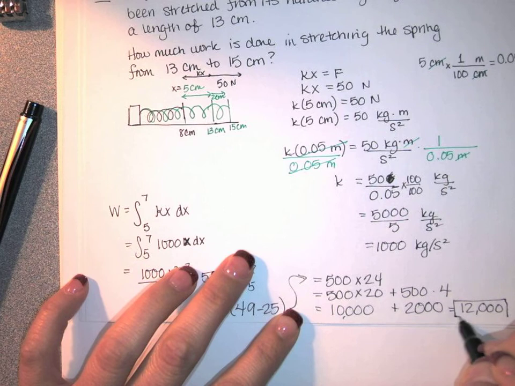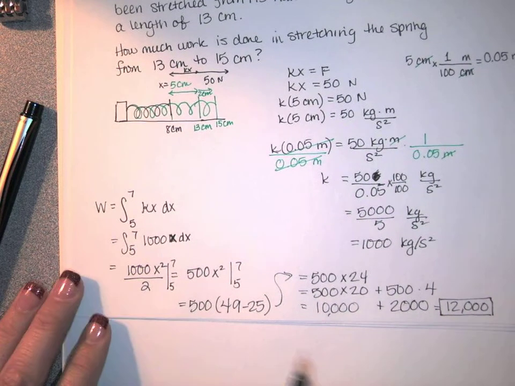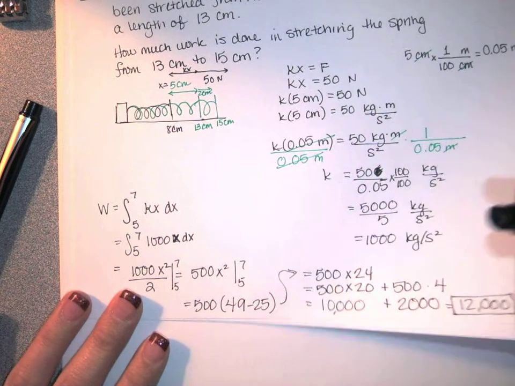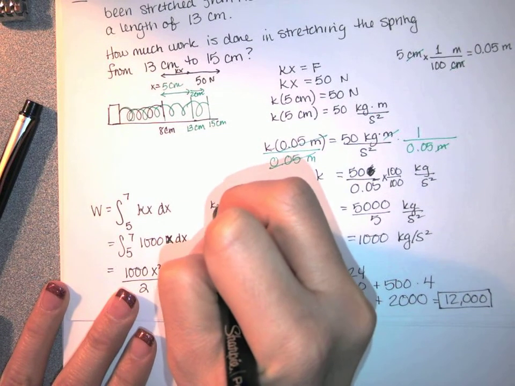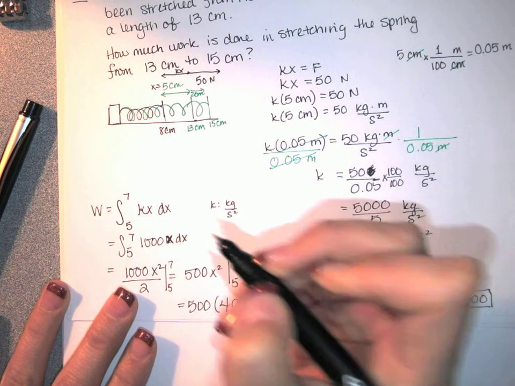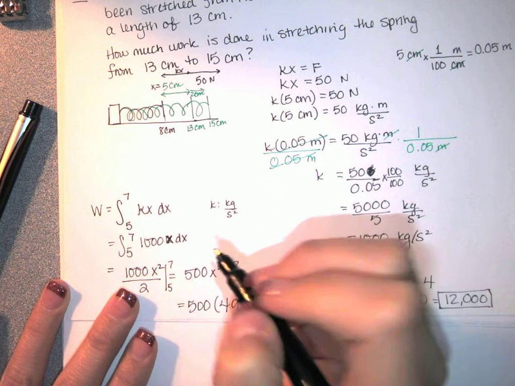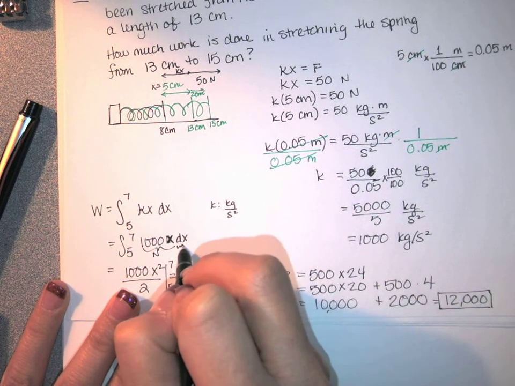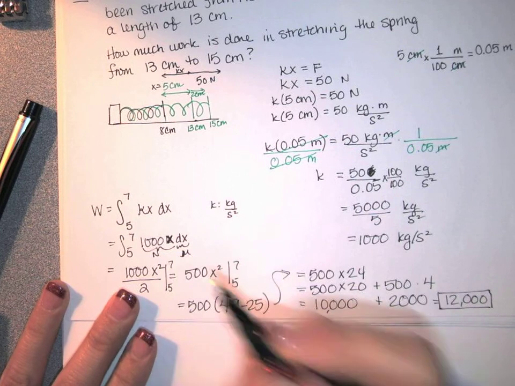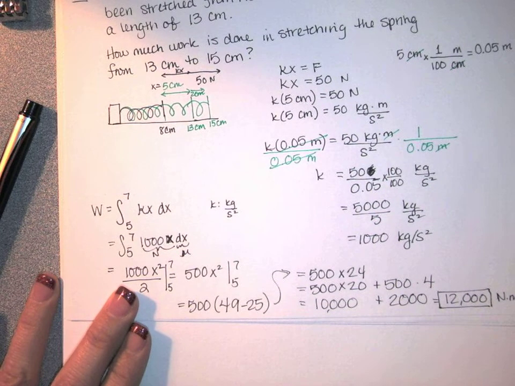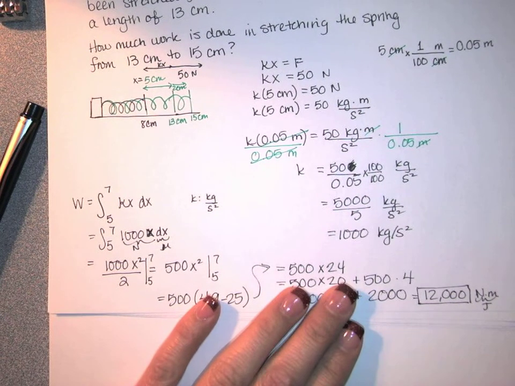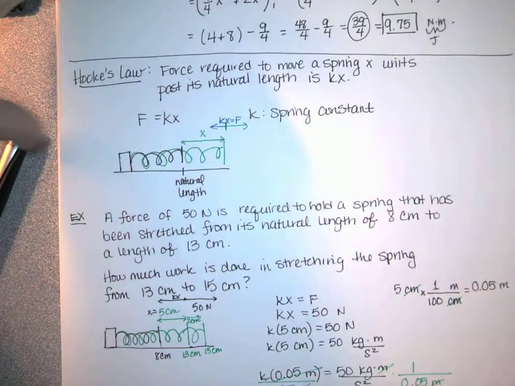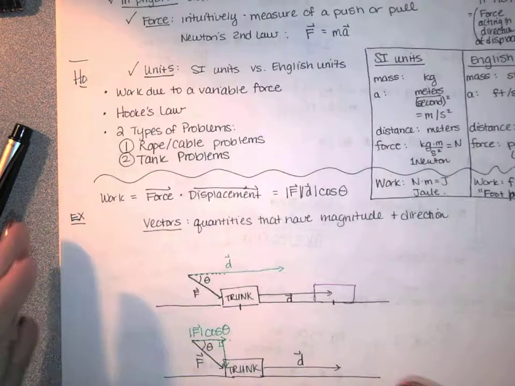All right, and what are the units? Well, this is a kilogram per second squared. Then we're multiplying by x, which is a distance, so that's a meter. So this is a kilogram meter per second squared, so that's a newton. And this is a meter, it's a newton times a meter. So these are 12,000 newton meters, and newton meters are joules. Okay. So that's a variable force.